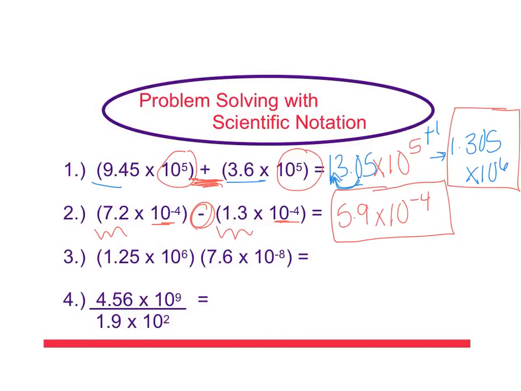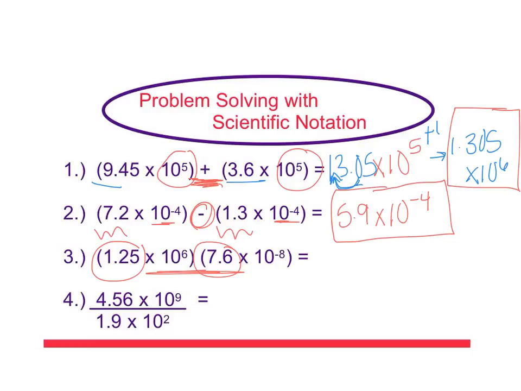Number 3, 1.25 times 10 to the 6th times 7.6 times 10 to the negative 8th. So remember, we have a different set of rules with a multiplication problem. The rules with multiplication say we multiply our two decimal numbers.